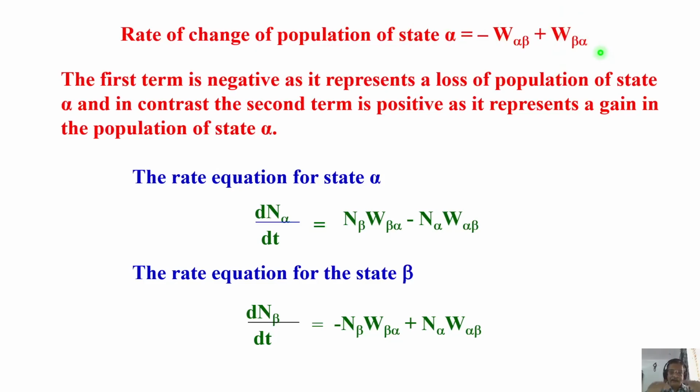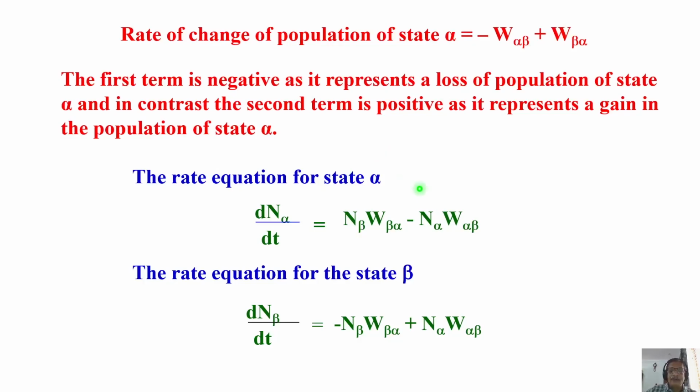You understand? When the spins come from beta state to alpha state, the population goes up, so that is plus. But at the same time, spins also go from alpha to beta. Then it is a loss of magnetization. So these two terms represent the probability of the population that transitions from alpha to beta and beta to alpha. Now we can define a rate equation for the state alpha.